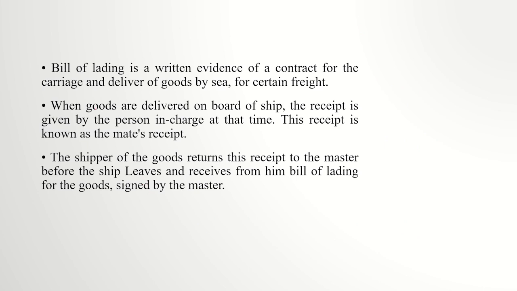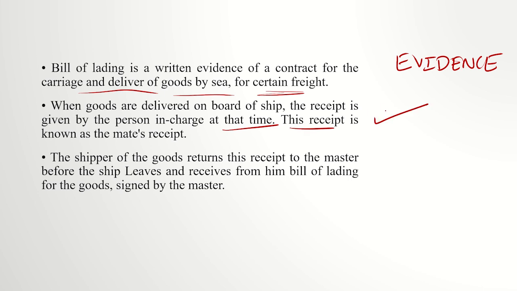Next we come to bill of lading, which is a written evidence of contract for the carriage and delivery of goods by sea for certain freight. So what is it? It is an evidence. That is the first thing we have to know. What evidence? For a contract for delivery of goods by sea. When goods are delivered on board a ship, the receipt is given by the person in charge at that time. The receipt is known as mate's receipt. This is very, very important for us to understand. The shipper of the goods returns this receipt to the master of the ship before the ship leaves and receives from him the bill of lading for goods signed by the master. This is the procedure which we have to understand.